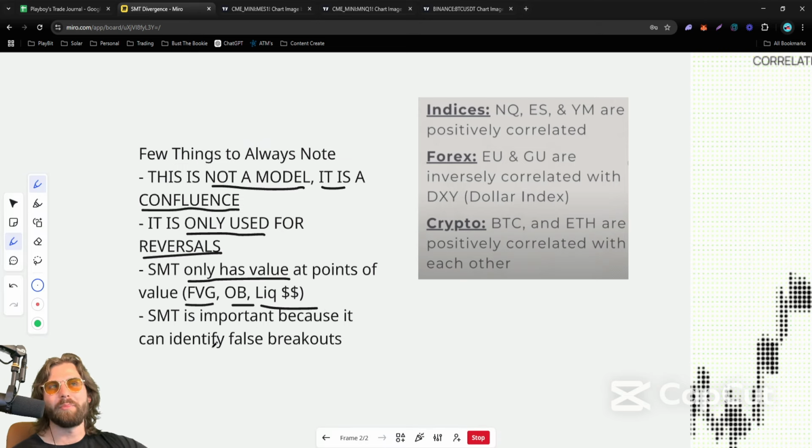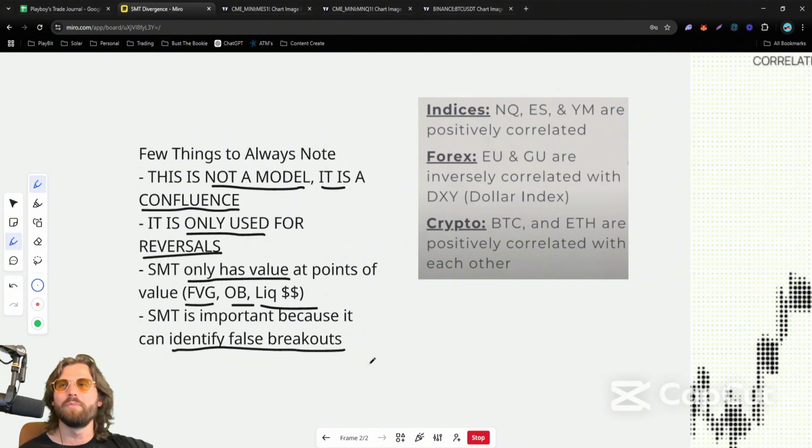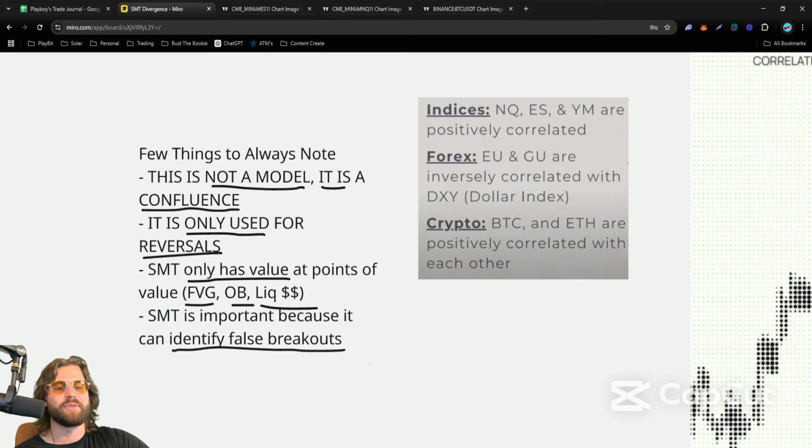SMT is important because it identifies false breakouts. Hallelujah, right? I'm going to help you use something in your trading toolbox that is going to help you identify when something probably isn't going to break out and most likely will reverse, as we know is typically called a sweep, right? A sweep reverses, a displacement continues.